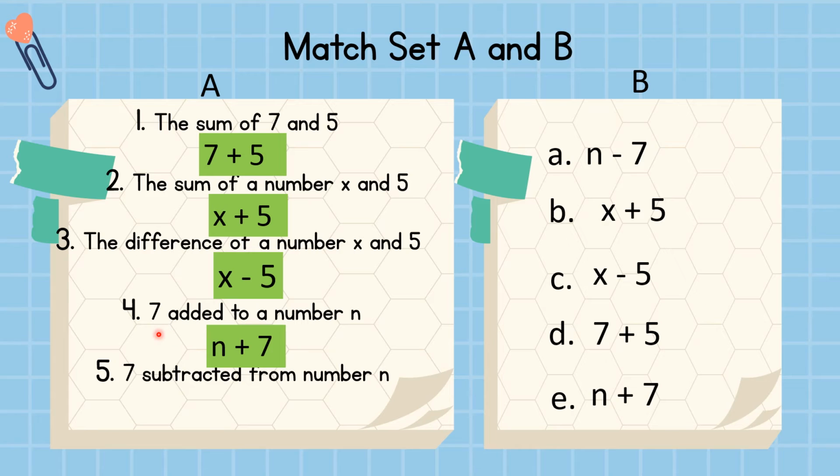And 7 added to a number n. Here, take note of this. Usually, the first number that we mention is the one that you put first, right? But just like my example a while ago about more than or less than, here, added to means that the number n should be written before 7. So n plus 7. Take note of that. And 7 subtracted from number n. So again, the number 7 is subtracted from the number n. So n minus 7. Did you get it all right?